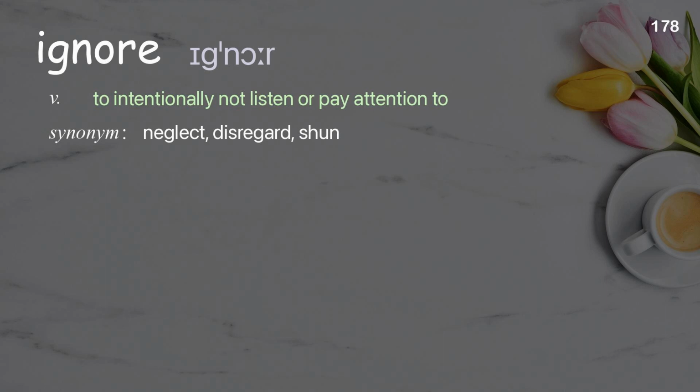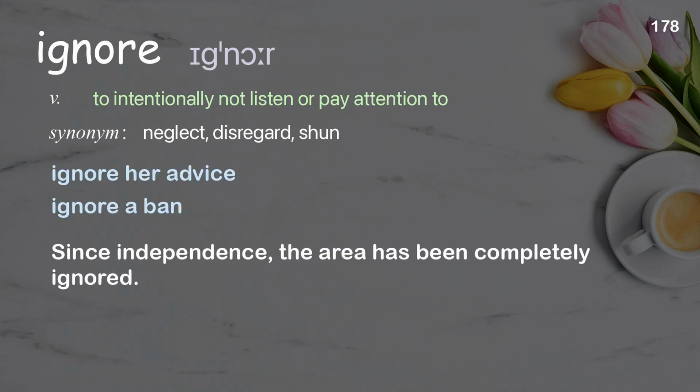Ignore. To intentionally not listen or pay attention to. Examples. Ignore her advice. Ignore a ban. Since independence, the area has been completely ignored.